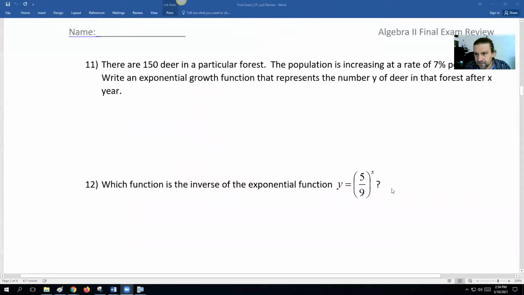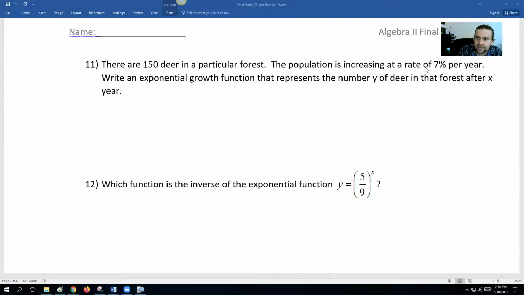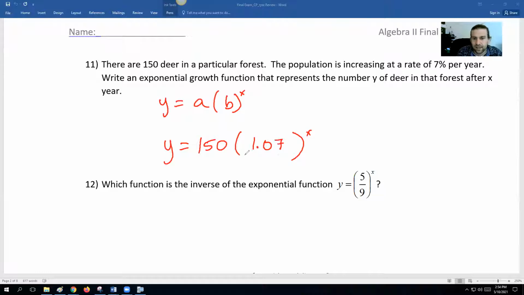Okay, next, same problem here, just a story problem. There's 150 deer in a particular forest. If the population is increasing at a rate of 7% per year, write an exponential growth function. So what do we start with, and what percent are we multiplying by? We are starting with 150, and then what percent? We're not multiplying by 7%, but technically we are multiplying by 1.07. That way there's growth. Any number that shows growth has to be bigger than 1.